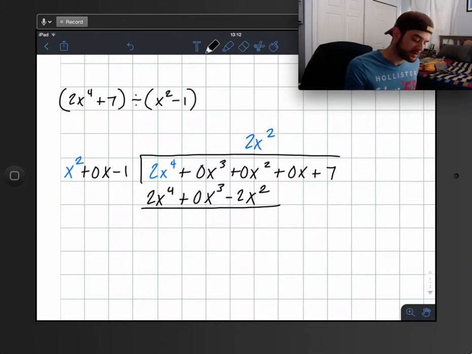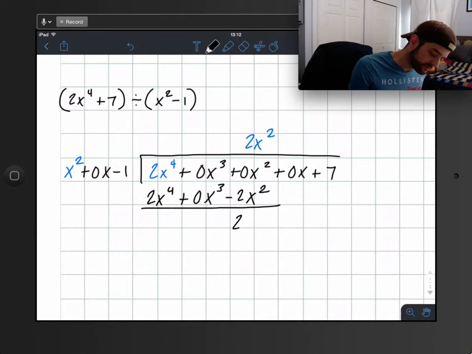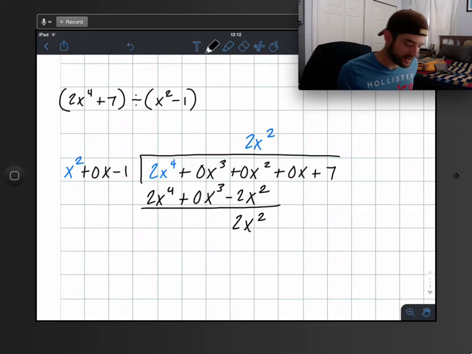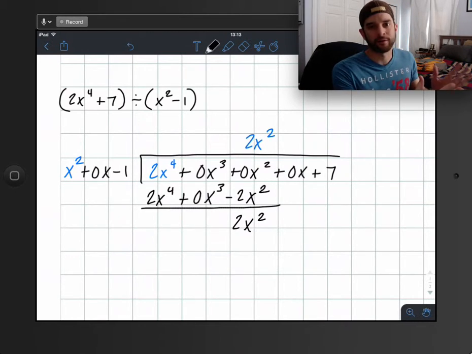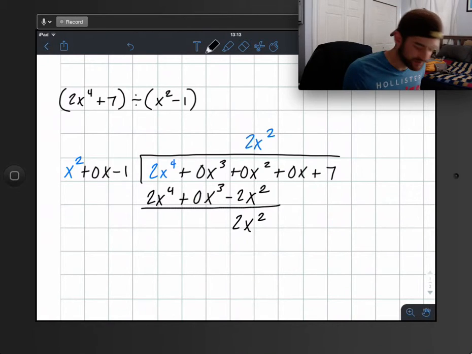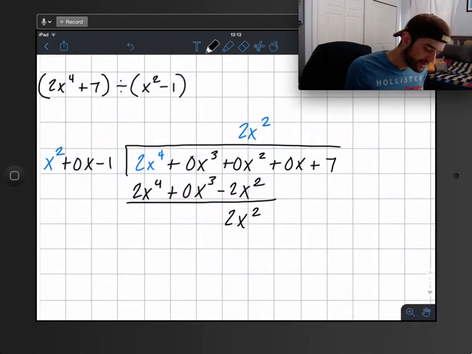And I subtract. So 2x to the fourth minus itself is 0. 0x cubed minus 0x cubed is nothing. And 0x cubed minus negative 2x squared is positive 2x squared because we're subtracting a negative. Now, of course, it's weird for me to put 0x cubed. It would be 0, but I want to make sure that I know what was supposed to be there so I can line them up. So taking a little creative license with this.